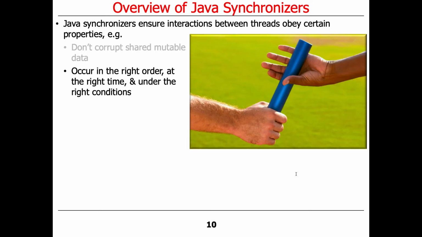Okay. So that's one thing. Don't corrupt shared mutable state, shared mutable data. That's what's typically called mutual exclusion. And the other thing is to make sure that operations occur in the right order, at the right time, and under the right conditions. This is what's typically known as coordination. So we've got mutual exclusion, which is this guy, and coordination.